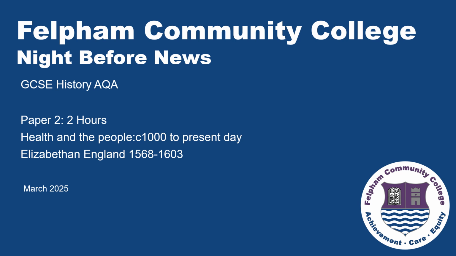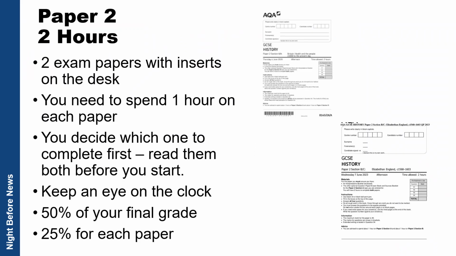Welcome to your History Night Before News for your Paper 2 exam, which is looking at Health and the People and Elizabethan England. So this exam, like you've done before, is going to be 2 hours. This time you're going to have the 2 exam papers on your desk, one that says Health and the People and the one that says Elizabethan England.